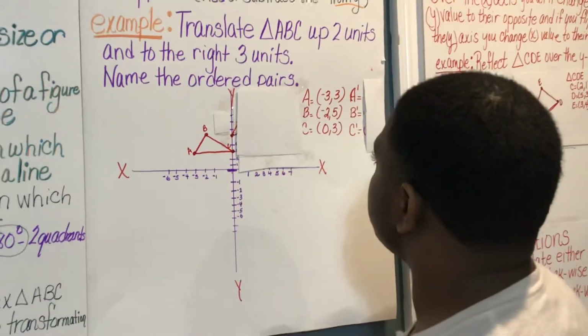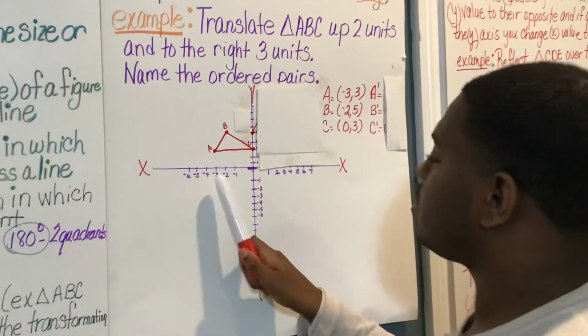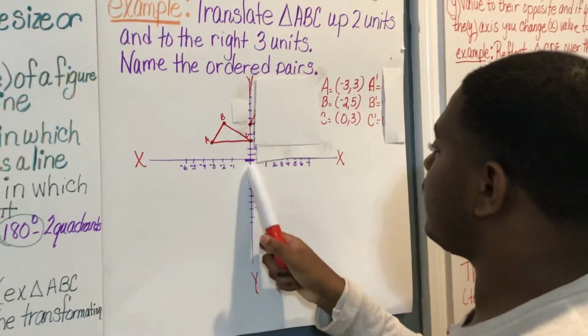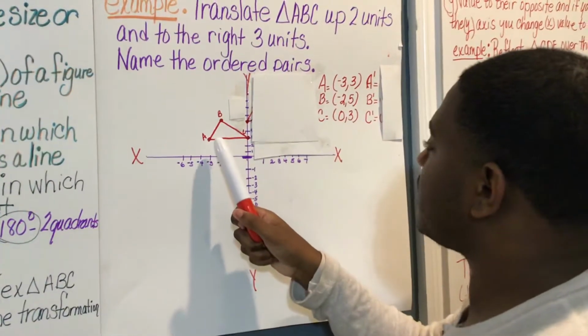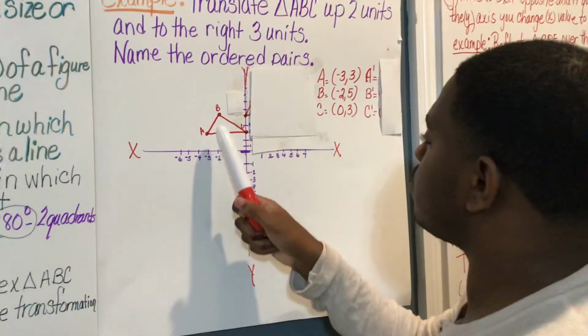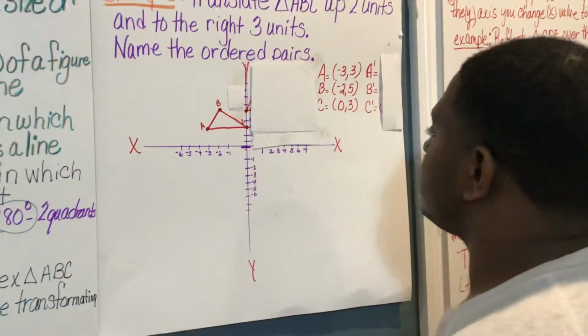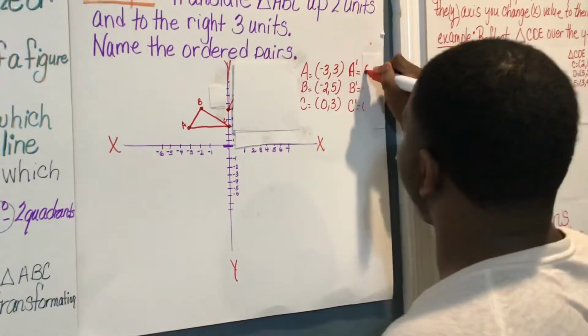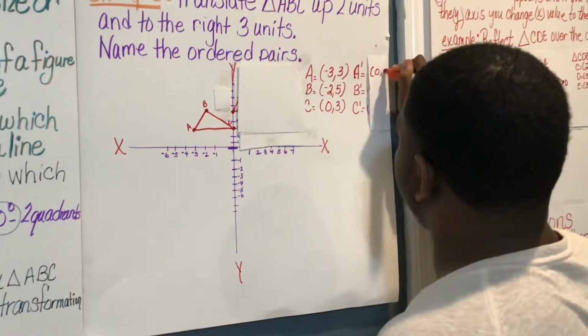Negative 3, 3 to the right, 2 up. Negative 3. We're going off the x. 1, 2, 3. And since the y was positive 3, we're going to be going up 2. So that would be 5. So our A prime value would be 0, comma, positive 5.